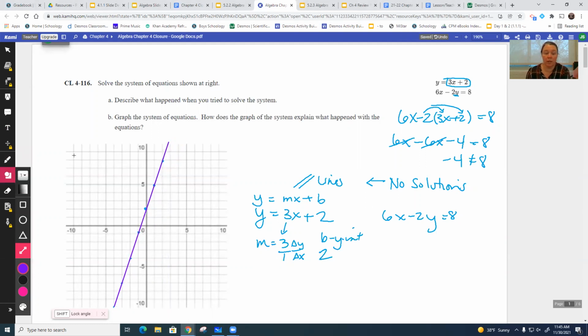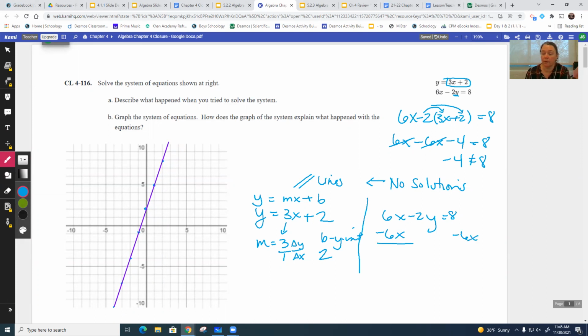Okay, now this one is not in slope-intercept form. So remember last chapter we talked about solving an equation for a variable. So we're going to do that here. I want to solve for y to get it in slope-intercept form. So I would first subtract the 6x. I would bring this down as a negative 2y equals, and I'm going to put my minus 6x first because I want it in slope-intercept form, and then plus 8.